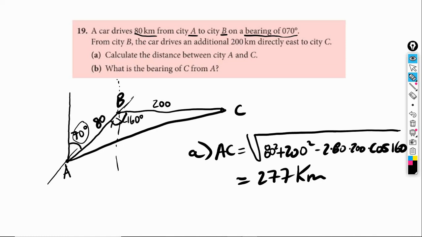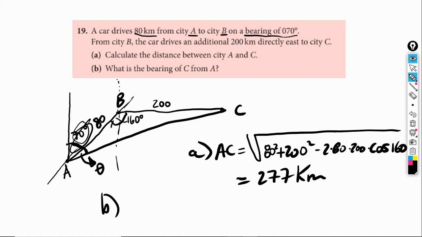Now, in part B, they want us to find the bearing from A to C. Now, the bearing from A to C would be all of this angle. So we already know that this is 70 degrees. That means that we need to find this. Let's call this theta.